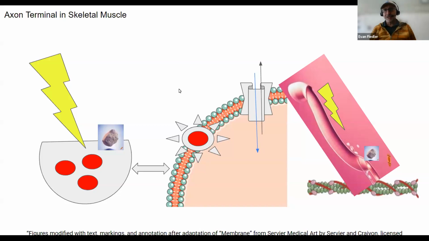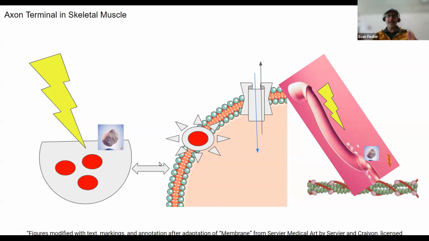Let's follow an action potential and the changes that occur when it reaches an effector, in this case, skeletal muscle. So an action potential has traveled down the axon. It's reached the axon terminal. We have acetylcholine in these vesicles here, the neurotransmitter. Calcium enters the axon terminal. And when that happens, that causes acetylcholine to be released from these vesicles and travel across the synaptic cleft.